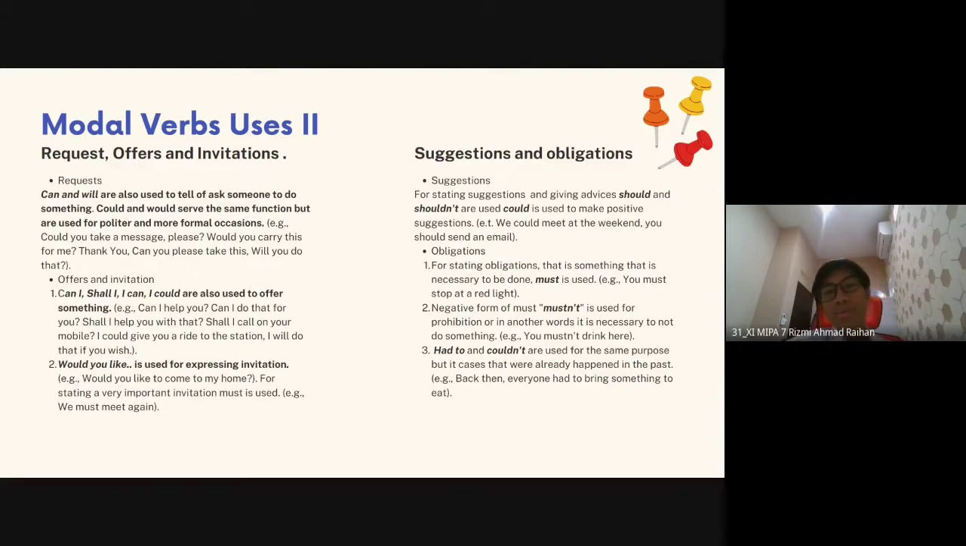The last use of modal verbs is to suggest something. For this, should, shouldn't, and couldn't, and its negative form are used. To say something is an obligation or a prohibition, we use must and mustn't. To talk about obligation and prohibition in the past, that is not an obligation now, we use had to and couldn't.